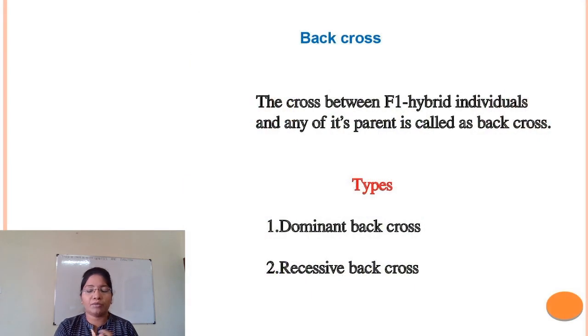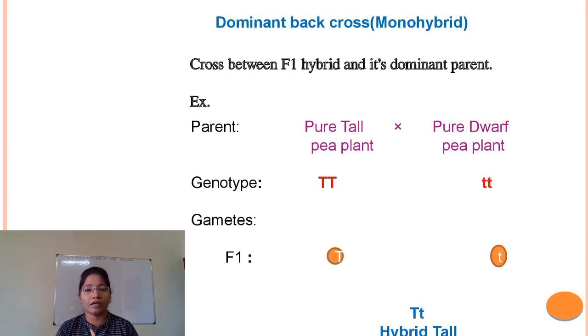Next we will move towards the back cross. As the name suggests, a cross between F1 hybrid individuals and any one of its parents is called a back cross. As we know, there are two types of parents, the dominant and the recessive. So back cross is also of two types: the dominant back cross and the recessive back cross. Let's see them one by one. The first is the dominant back cross.